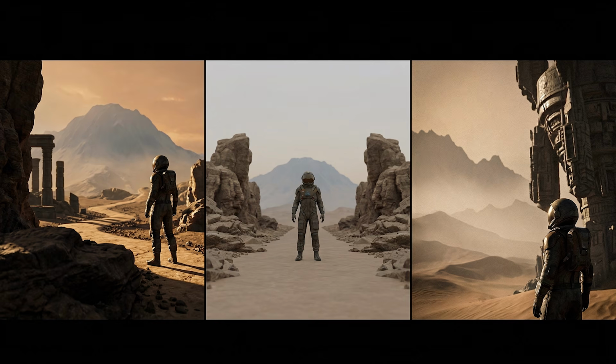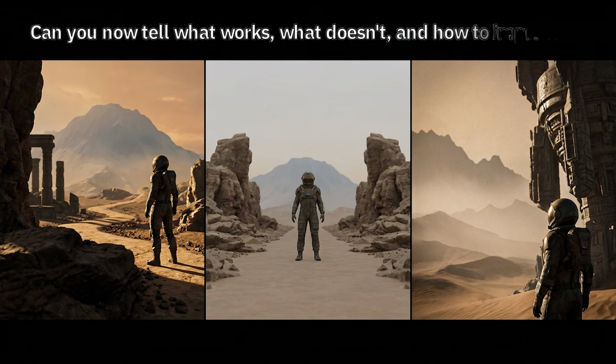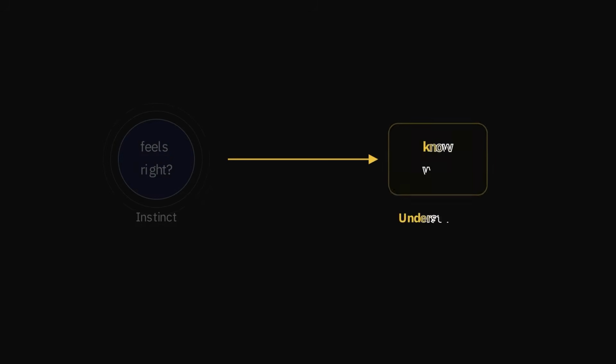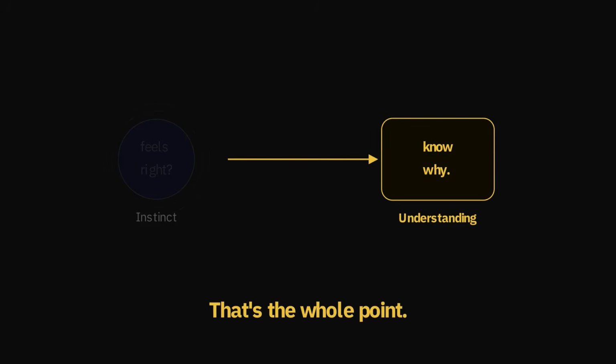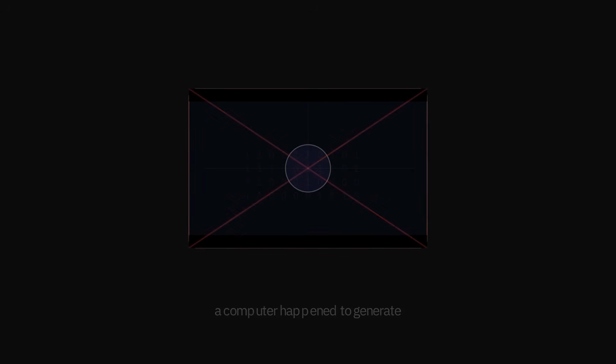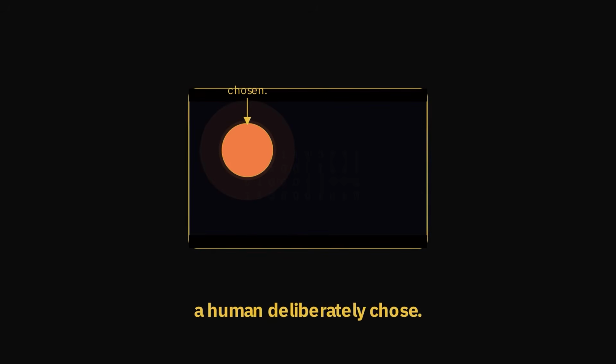Visual weight is one of those things that once you see it, you really cannot unsee it. You'll look at your next render and immediately feel where the weight is sitting. You'll look at an AI image and know exactly why it feels off. You'll look at a great cinematic frame and understand, not just feel why it works. And that shift from feeling something to actually understanding it, that's the whole point. Because when you understand it, you control it. And when you control it, your work stops looking like something a computer happened to generate and starts looking like something a human deliberately chose.